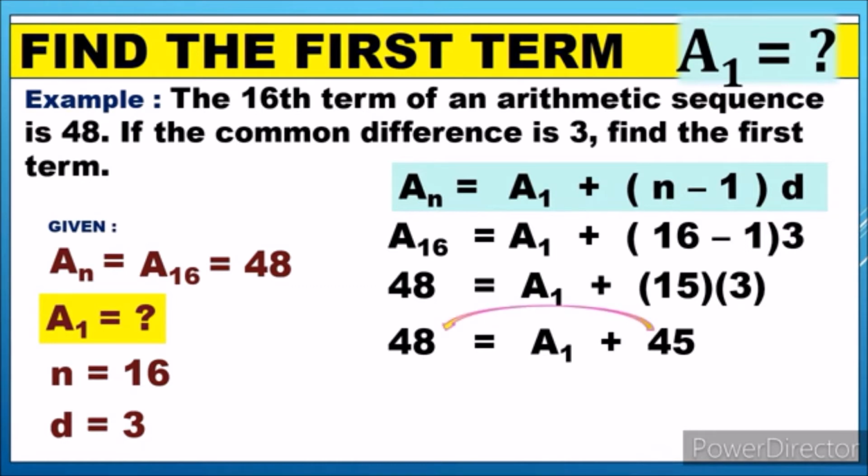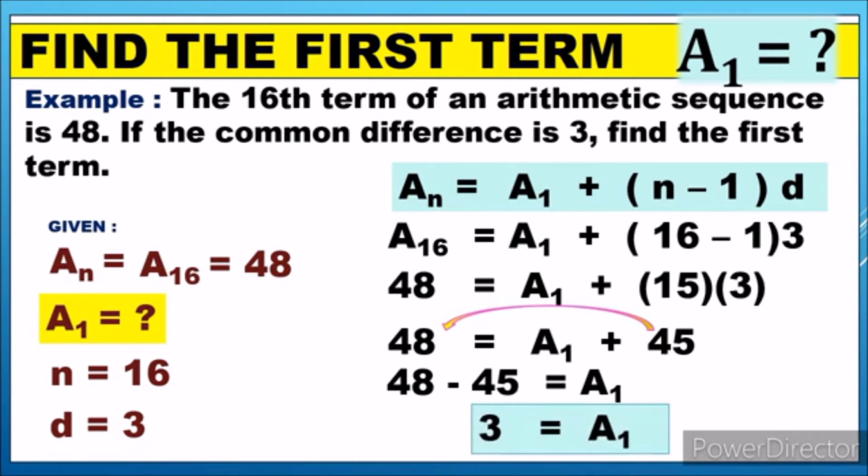So to solve for a sub 1, we can apply the addition property of equality, but this time I'm going to transpose 45 to the left side of the equation. So positive 45 becomes negative 45. So we'll change the sign. So 48 minus 45 is equal to a sub 1. And 48 minus 45 equals 3. So therefore, a sub 1 is equal to 3, or the first term of the sequence is equal to 3.